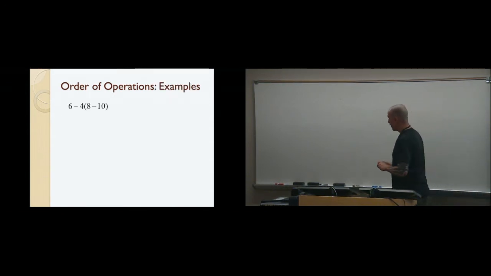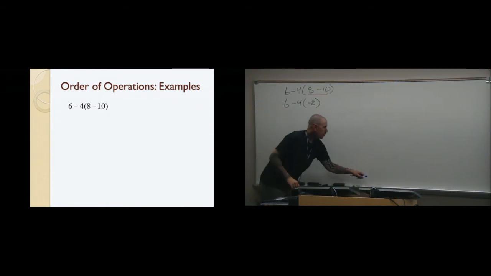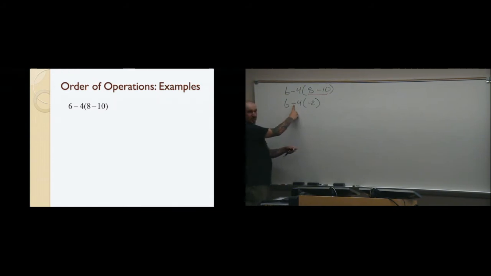All right. So the first one we're going to look at says 6 minus 4 times (8 minus 10). Okay? We do have a set of grouping symbols here, a set of parentheses. So we're going to have to do what's in the parentheses first. So that's going to give us 6 minus 4 times, what is 8 minus 10? Negative 2. Now, here, you're probably best off to get rid of this subtraction here. Change it to addition of the opposite sign.